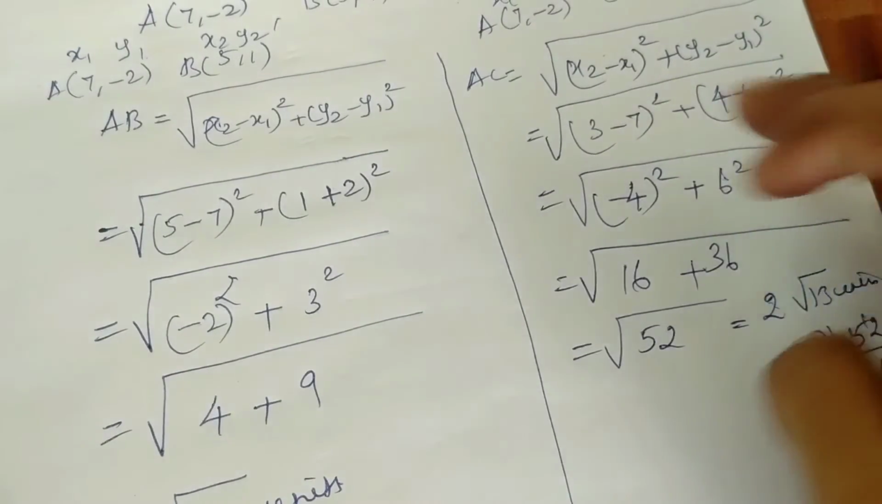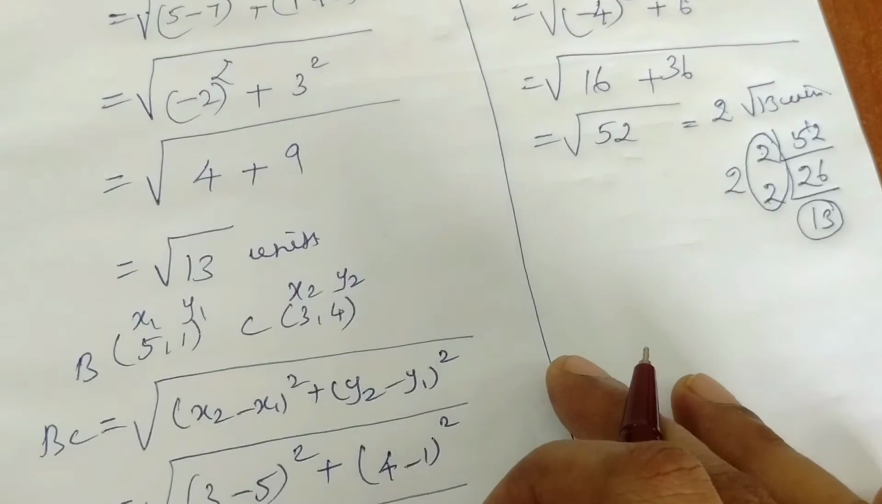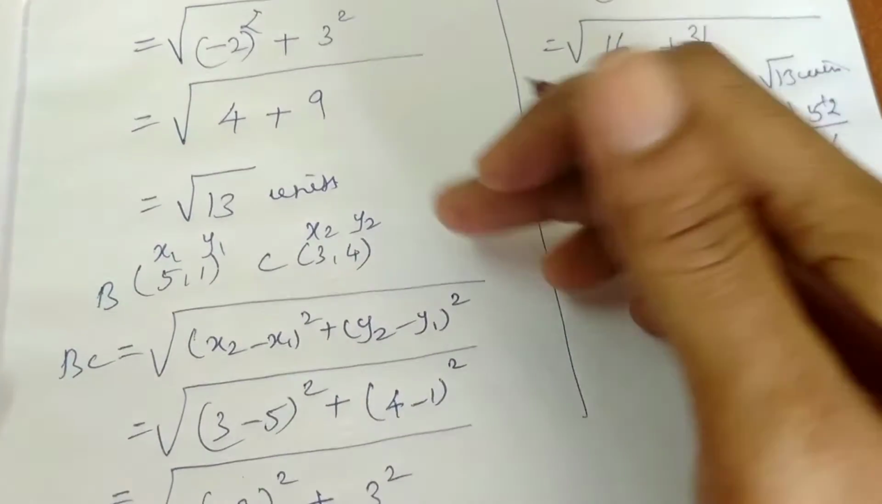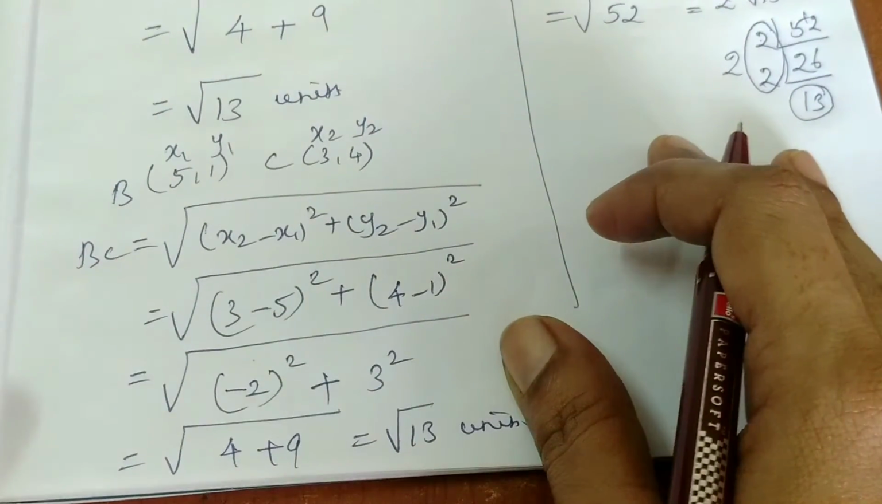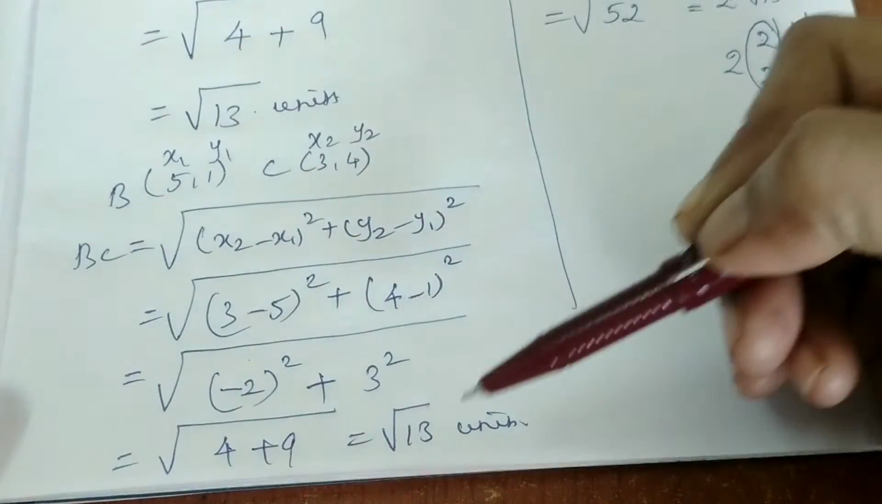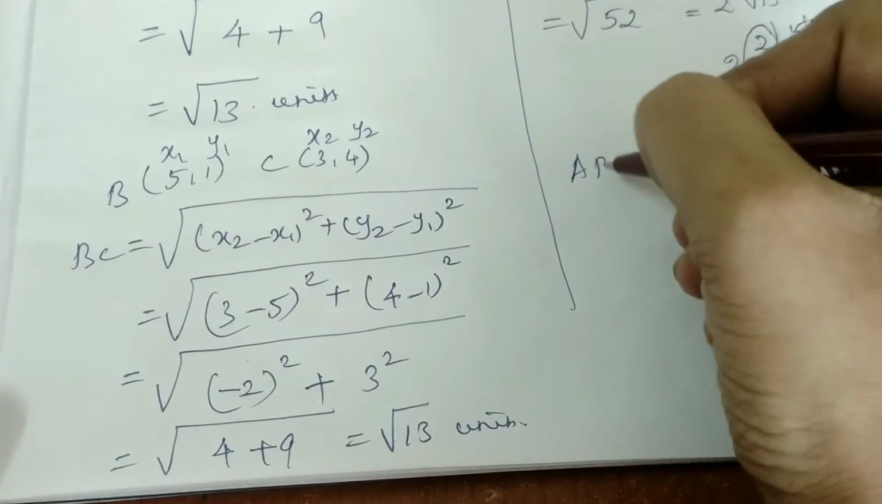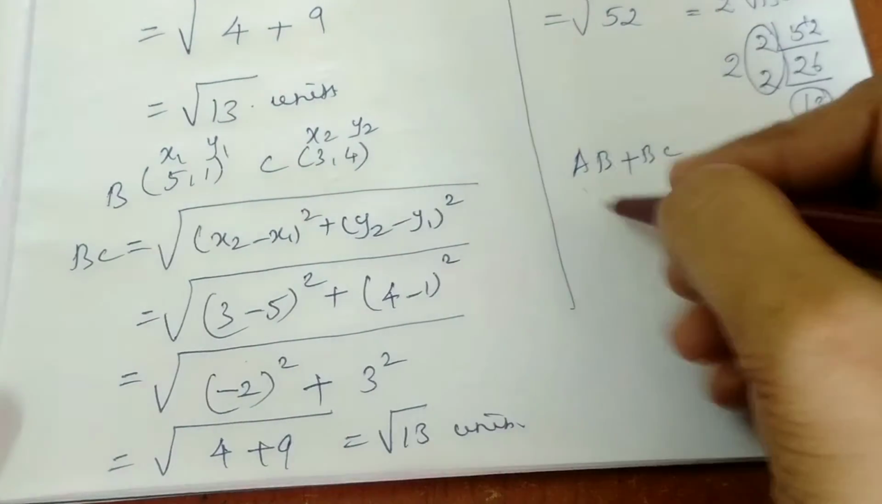This is our distance between A and C. Now we are going to add any two distances, and we will get the third distance. Okay, I am going to add the AB distance and the BC distance.